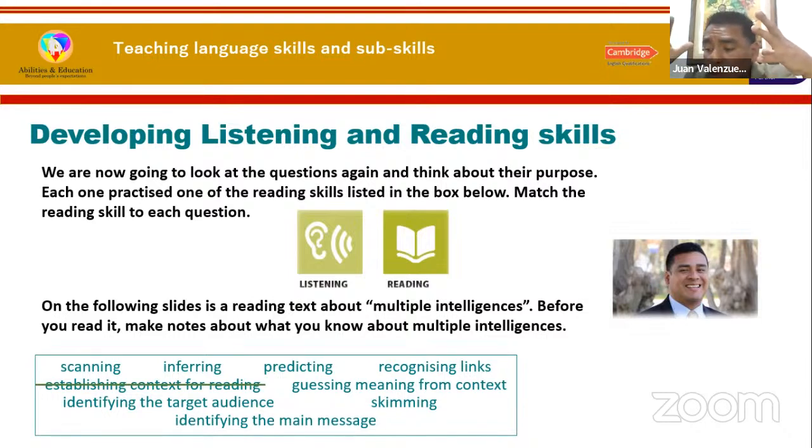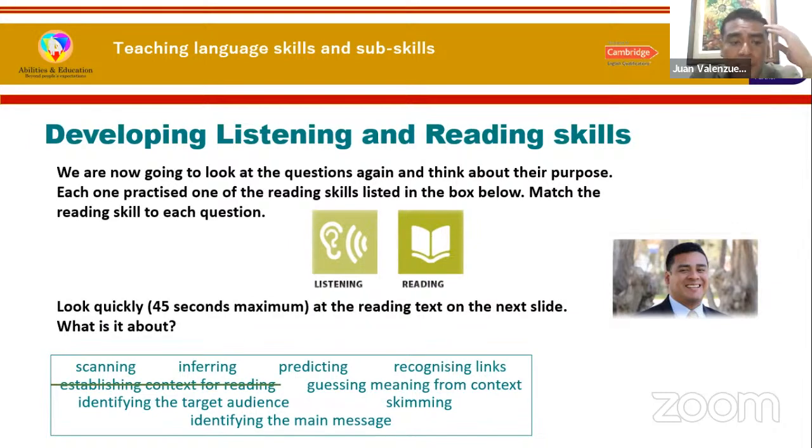It is important to establish context for reading, to activate prior knowledge, right? Remember that in Spanish we say previous knowledge, but the right word in English is prior knowledge, all right? I am going to type it for you in the chat so that you know what I mean. In Spanish we say previous knowledge, but the right word is prior knowledge. Yes, we need to activate prior knowledge and we need to establish context for reading. Excellent.